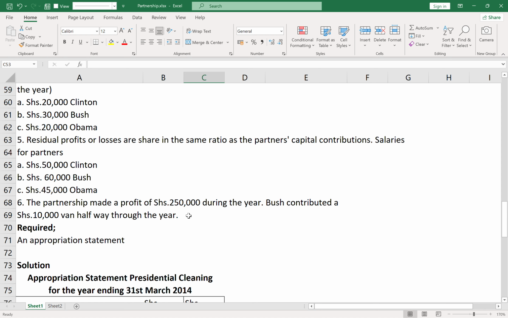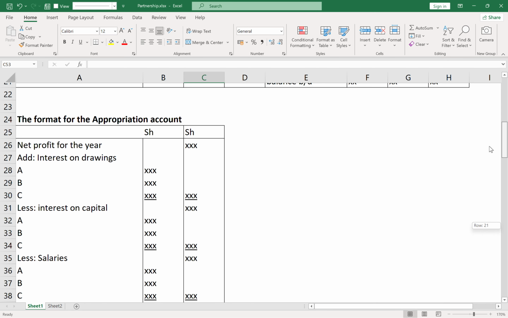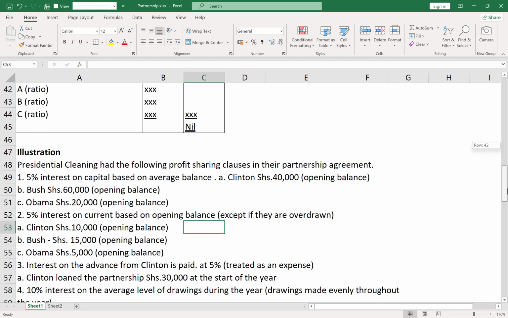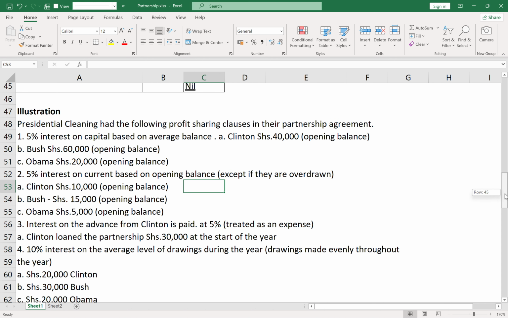Bush contributed 10,000 halfway through the year, so we require an appropriation statement. So here we are told to make an appropriation statement, and we are going to use this format for the appropriation account. The first thing we are going to start with is the net profit. You can take a screenshot for this one.